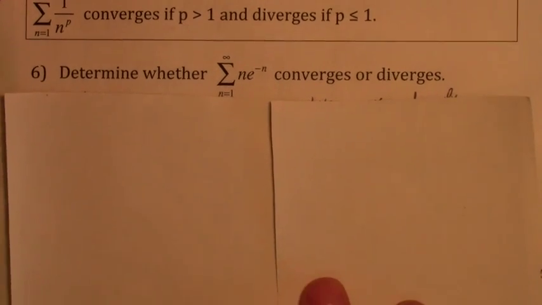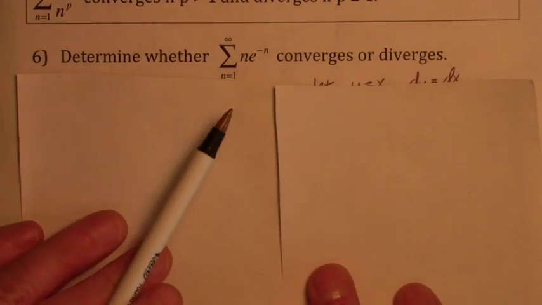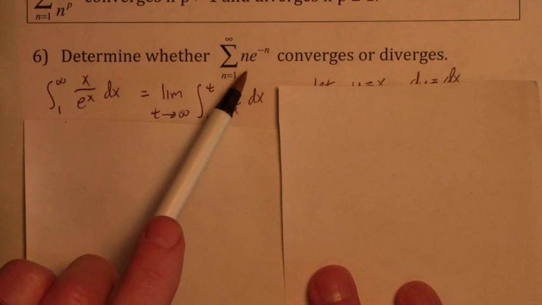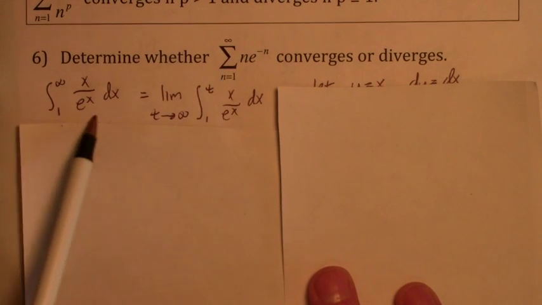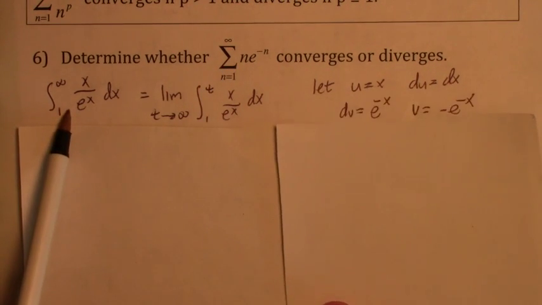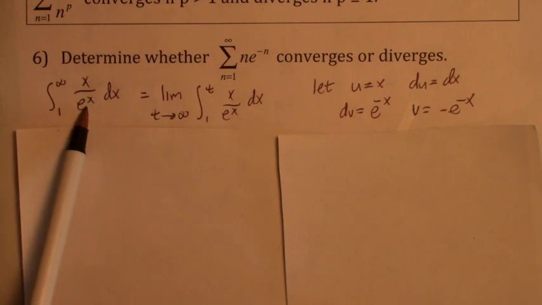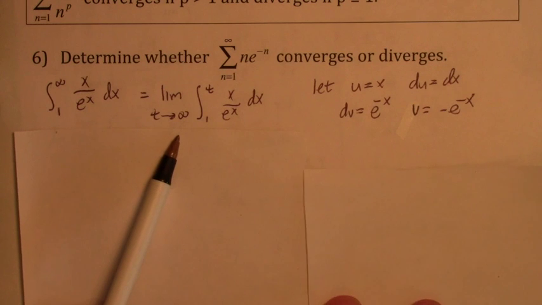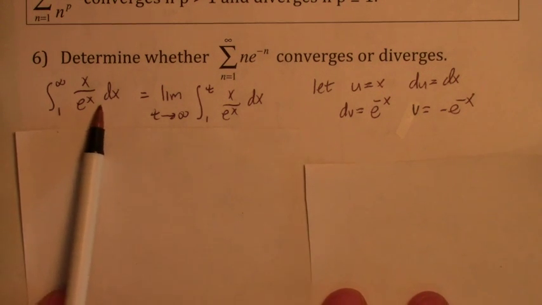Okay, let's try another one. Determine whether this series converges or not. Well, this is actually not a p-series, it's n over e to the n. So let's look at the improper integral of x over e to the x from 1 to infinity. I think we need integration by parts, I believe. Integration by parts.